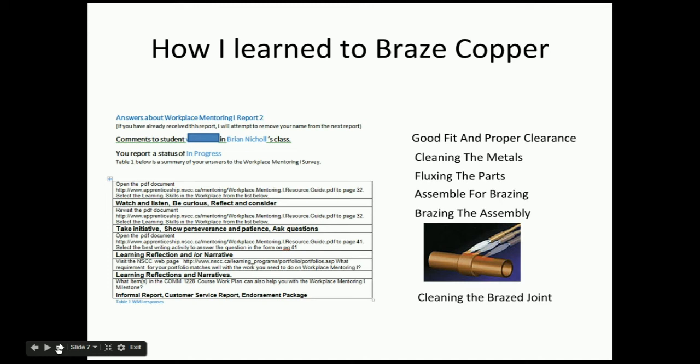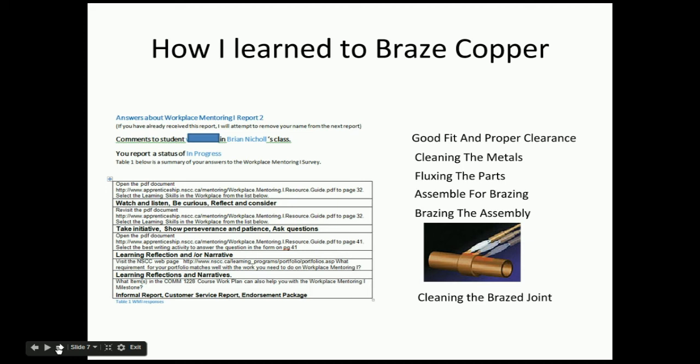So the Workplace Mentorship 1 non-course milestone, the idea of that milestone is that you realize that when you learn to do something, like Brazing Copper, you almost always go through 6 steps.